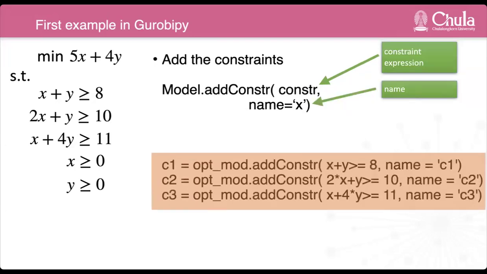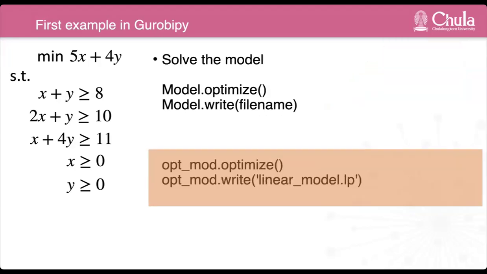And the next one is constraints. We create 3 constraints, this C1, C2, C3. Okay. opt_mod add constraint, and the expression for your constraint, equality or inequality. Okay, and you can give a name to your constraint. I use C1, C2, C3 here, and then run the optimization. Okay, opt_mod optimize.